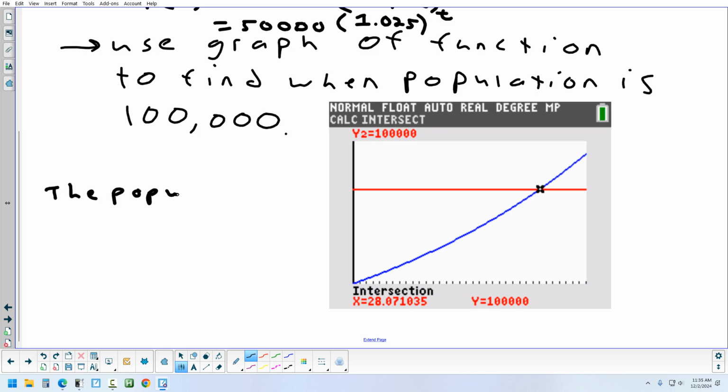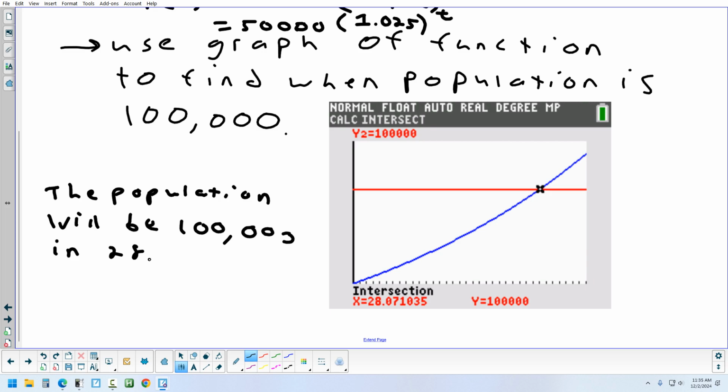So it's going to take, the population will be 100,000 in 20.07 years.